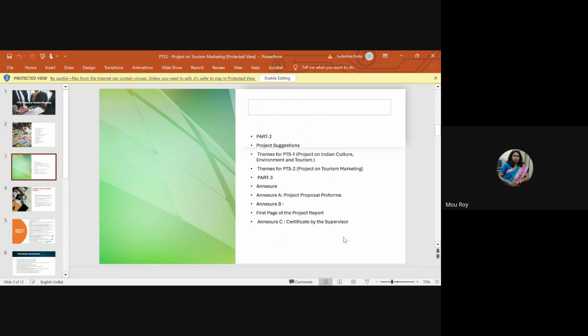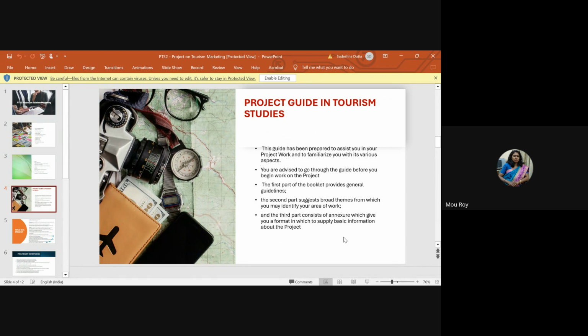Then there are some annexures, like the project proposal proforma, how the first page of the project report should be, and a certificate which has to be signed by the supervisor. All those are mentioned there. These are some guidelines today in this class. I have 4 classes. In the first class, I'll tell you the basic guidelines, and tomorrow I can go into details about the different topics you can choose, what has to be included, and so on.